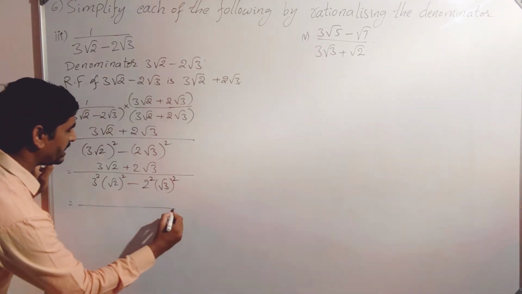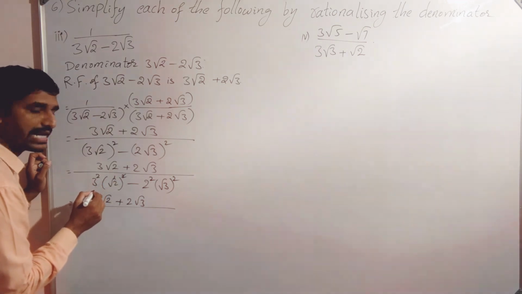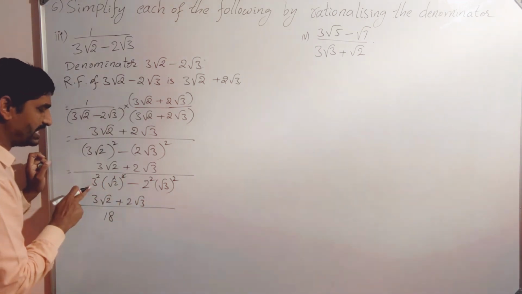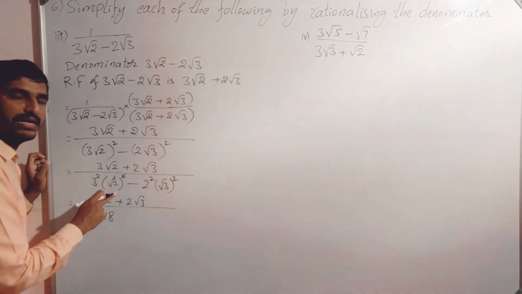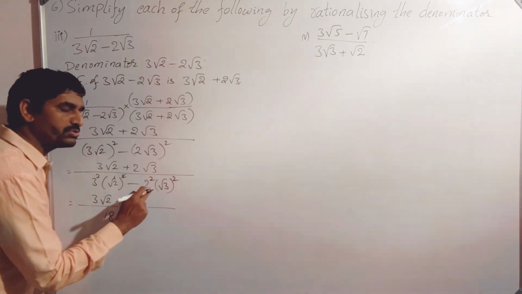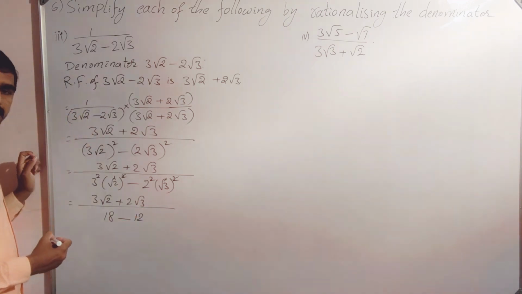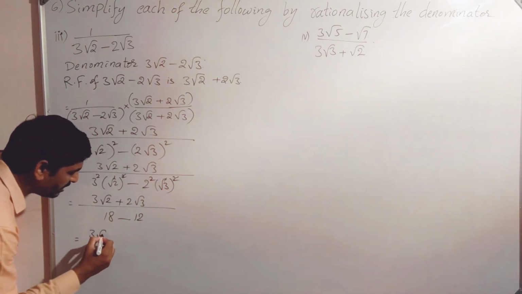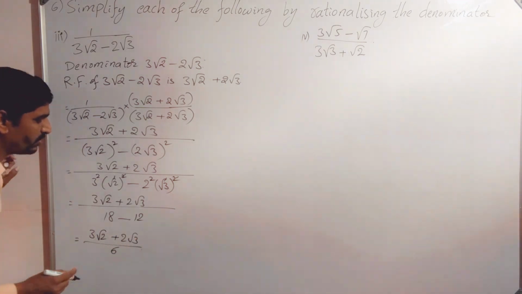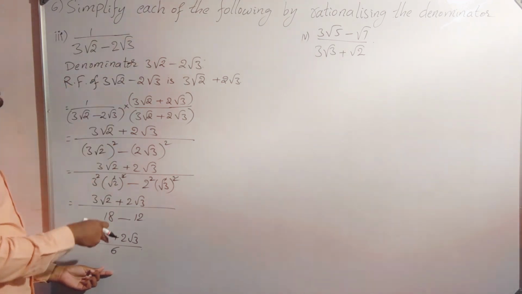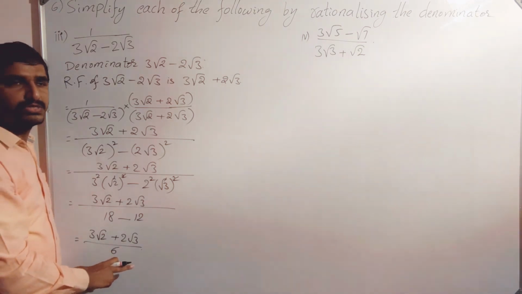So now, 3 root 2 plus 2 root 3. The square and square root cancel. 3 square is 9, 9 2s are 18, minus 2 square is 4, square root cancels, 4 3s are 12. So 3 root 2 plus 2 root 3 by 18 minus 12, which is 6. The denominator was an irrational number, and now we got a rational number. This is the answer for this question.